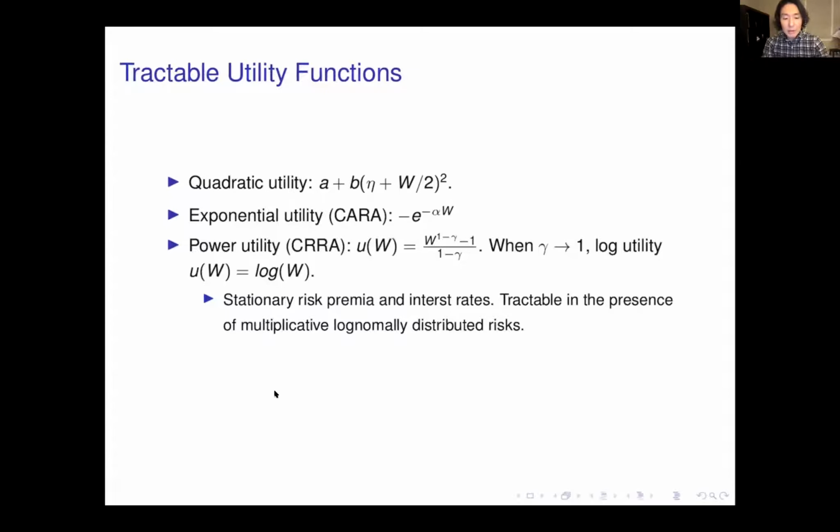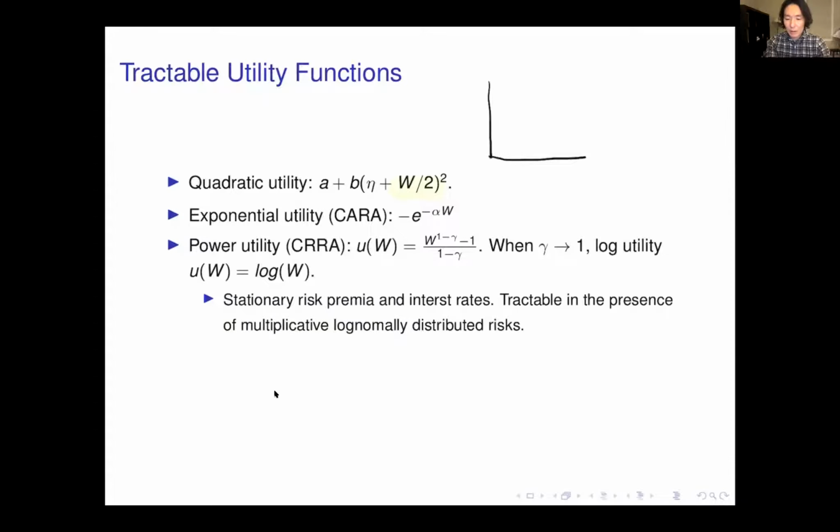There are some cases of utility functions that are very tractable. The first one is the quadratic utility. Why is that called the quadratic utility? Because utility is a quadratic function of the future wealth. Okay? So quadratic utility, of course, is very easy to handle because if you just take the derivative, then you get a linear function.